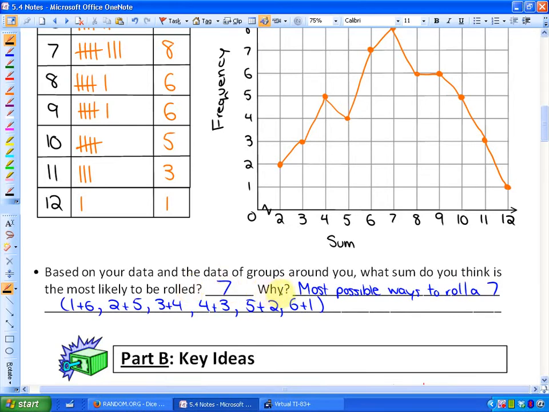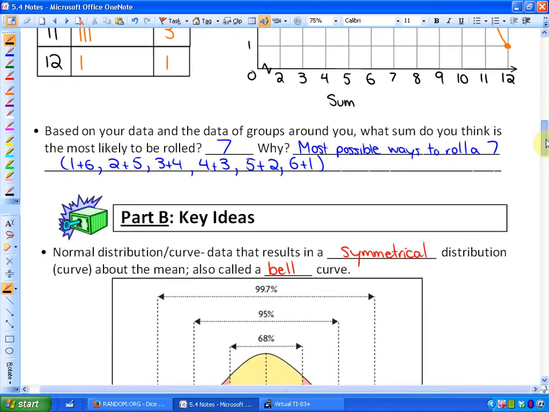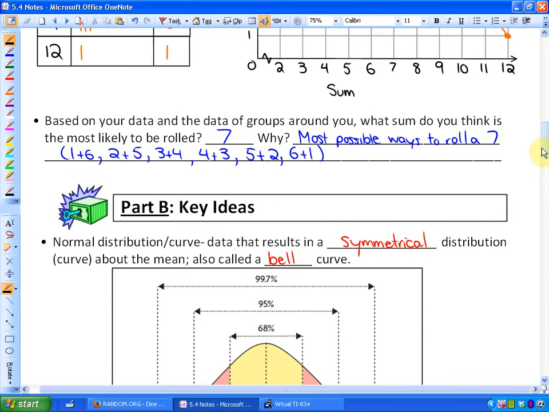And the reason for that is that there's the most possible ways to roll a 7, right? You get a 1 and a 6, or a 2 and a 5, or a 3 and a 4, a 4 and a 3, a 5 and a 2, or a 6 and a 1. Whereas in order to roll a 2, there's only one possible combination, which is a 1 and a 1. So that and 12 will be the most infrequent. So that helps us to introduce kind of what normal distribution is.